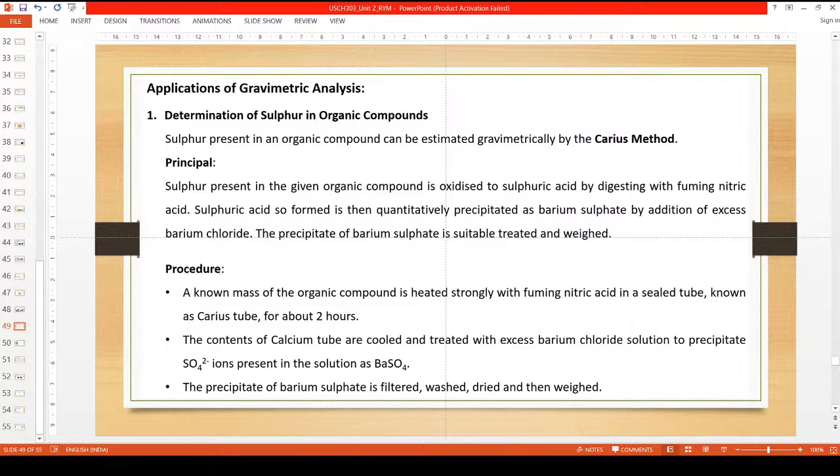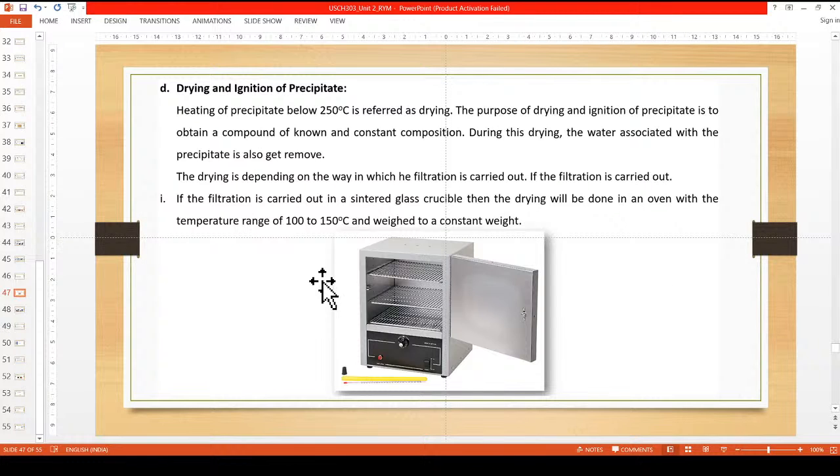During the ignition process or drying process, what is happening?